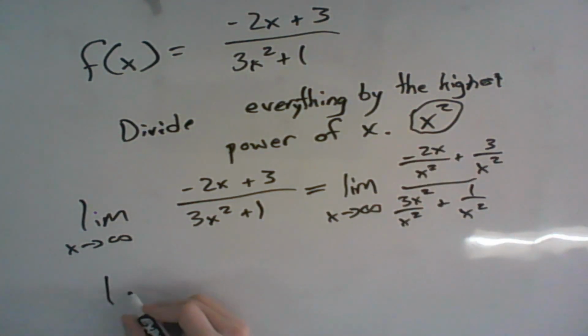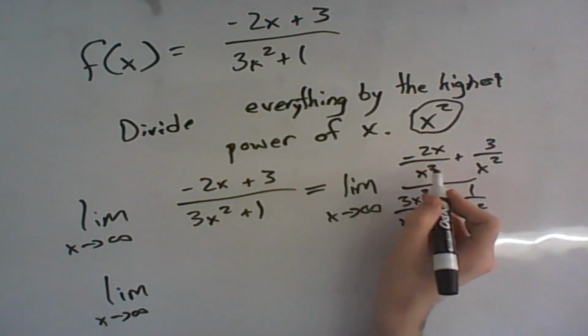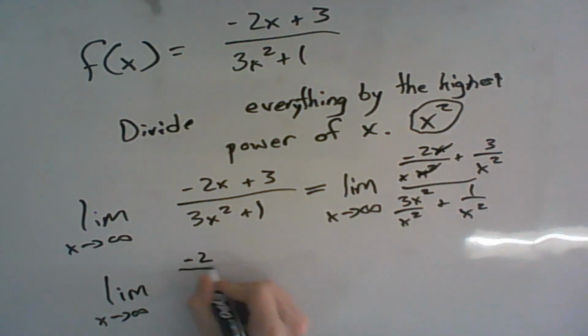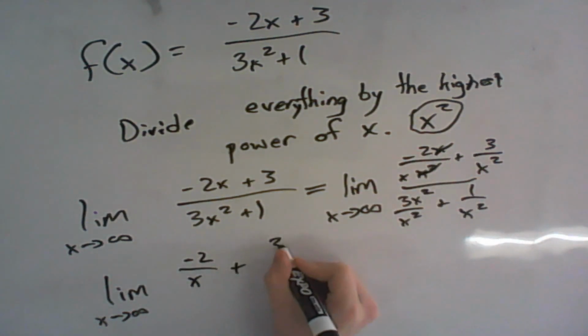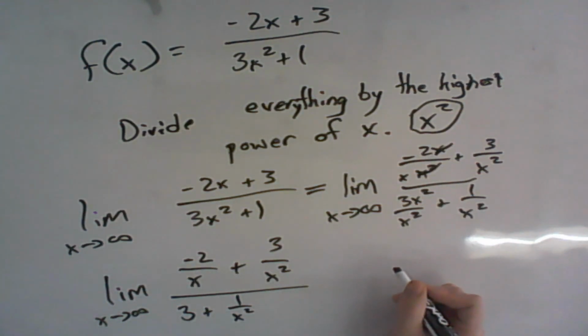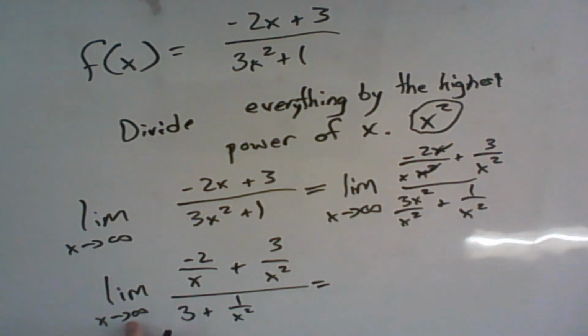So we get the limit as x approaches infinity of, so the x's cancel, and you have an x on the bottom, so you get negative 2 over x plus 3 over x squared, divided by, what's this become? This becomes 3 plus 1 over x squared. So if we plug in infinity into this, if you divide by infinity, it's essentially 0. So divide by infinity 0, divide by infinity 0, divide by infinity 0.